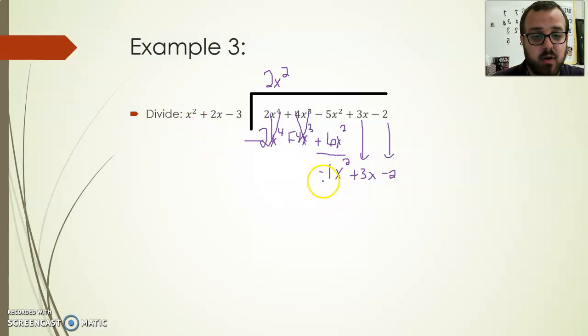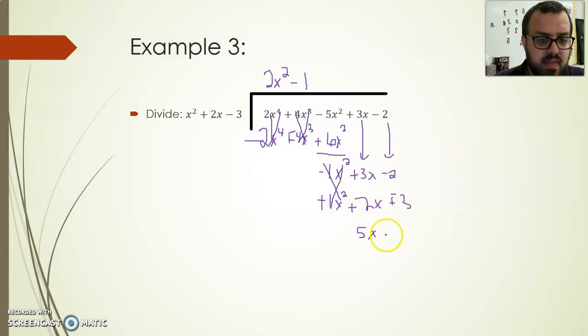Now, what do I multiply x squared by to get negative 1x? I'm going to multiply by negative 1. So I'm going to have negative 1x squared, negative 2x, and positive 3. Once again, I'm going to change the sign. So plus, minus, these will cancel. I'm going to get 5x and then minus 5, and this is going to be my remainder. So we have 2x squared minus 1, and we have a remainder of 5x minus 5.